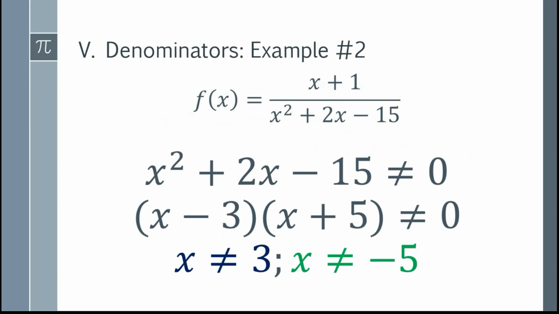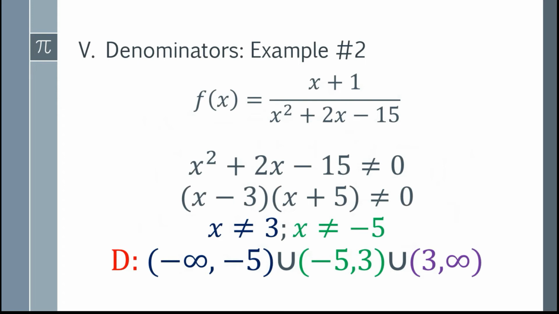Okay, next one. So, gagawin mo lang, ang domain natin ay negative infinity, comma, negative 5. Yun yun. So, pupunta rin tayo sa negative 5, papuntang 3. At hindi kasama din ang 3. At yun yun, 3, comma, positive infinity.